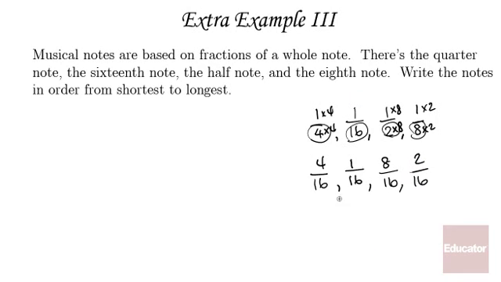The smallest is the 1/16, the 16th note. Next is 2/16, the 8th note. Next is 4/16, which was the quarter note. And lastly, the largest is the half note, the 8/16. So the shortest note is the 16th, and the longest note is the half note.